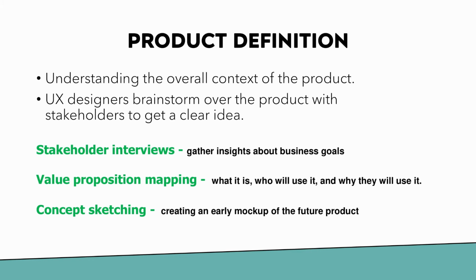This phase usually includes stakeholder interviews, value proposition mapping, and concept sketching. The stakeholder interviews are used to gather insights about business goals. Value proposition mapping is used to think about key aspects and value propositions of the product. In value proposition mapping, we draft questions like what it is, who will use it, and why they will use it. Concept sketching is creating an early mock-up of the future product, such as a low fidelity paper sketch.